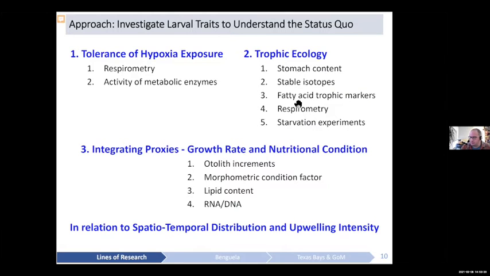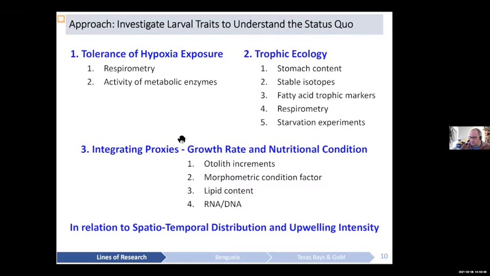So we also looked at stable isotopes, fatty acid trophic markers, and once again combined that with respirometry, because metabolic rates can tell you something about the energy demand of a specific organism too. And then in one of our last cruises for the Genus 2 program, we also had Steffi Simon with us, who did some starvation experiments for her master thesis.